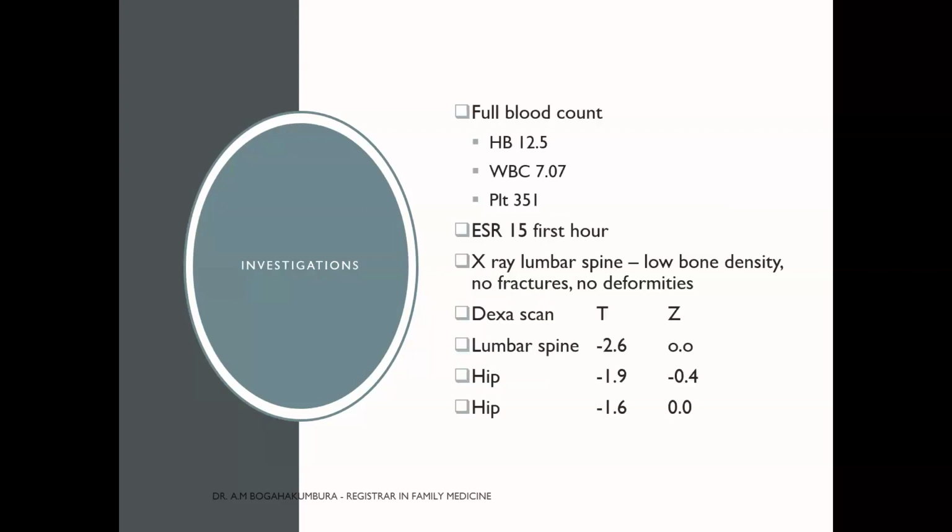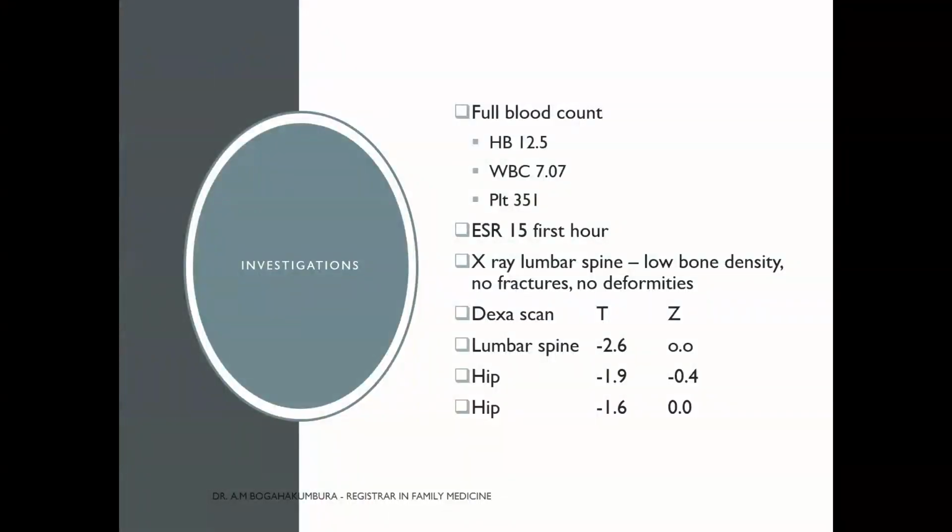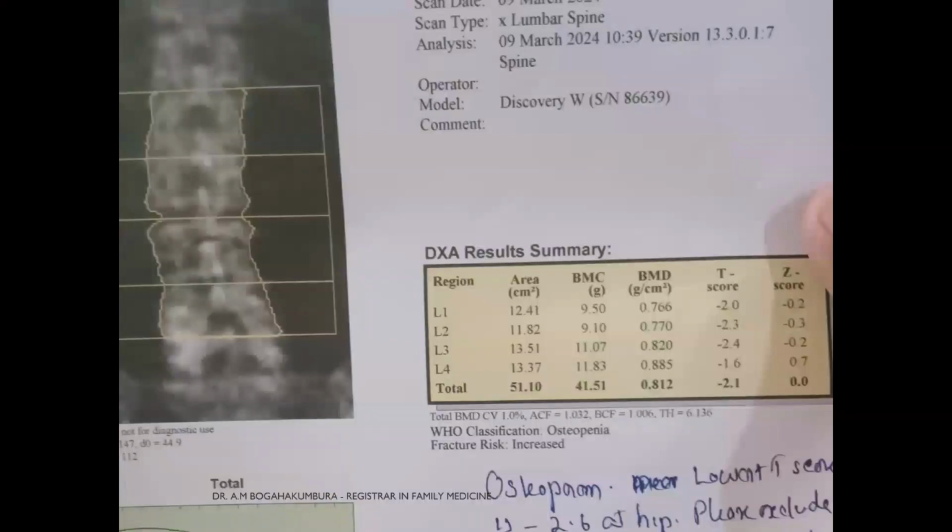These are the investigations we did. Full blood count: hemoglobin was 12.5, WBC count was 7, platelet count was 351 and ESR was 15. And we did an X-ray of the lumbar spine. In the X-ray, bone density was low and there were no fractures and no deformities. These are the X-rays. And on the DEXA scan, the lumbar spine T-score was minus 2.6. This is the DEXA scan report.